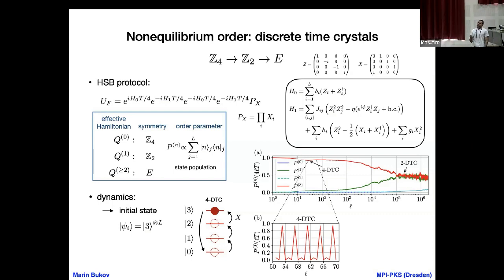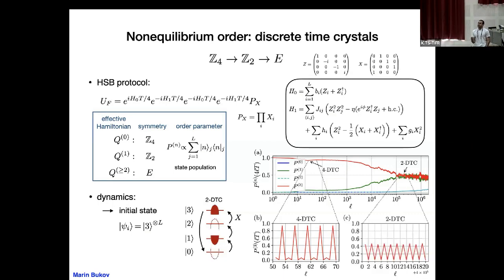And if you zoom in later in time, then these 4-fold oscillations get reduced to 2-fold oscillations, as you expect for a state that will move from a Z4 order to a Z2 DTC order. The reason why the amplitude here decays is because essentially your state becomes mixed between this 1 + 3 manifold, and then this blob 1, 3 oscillates with 0, 2, and then back to 1, 3, etc. So it's a partially mixed state.